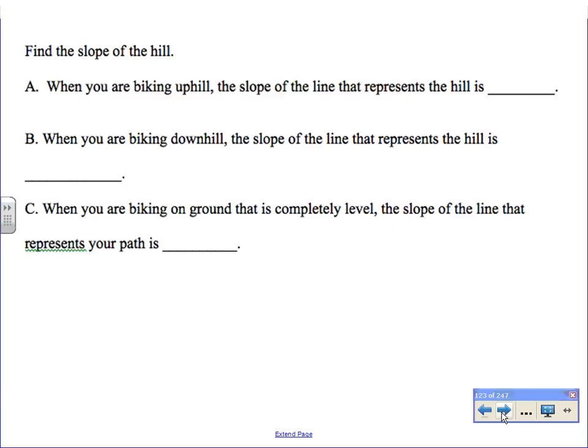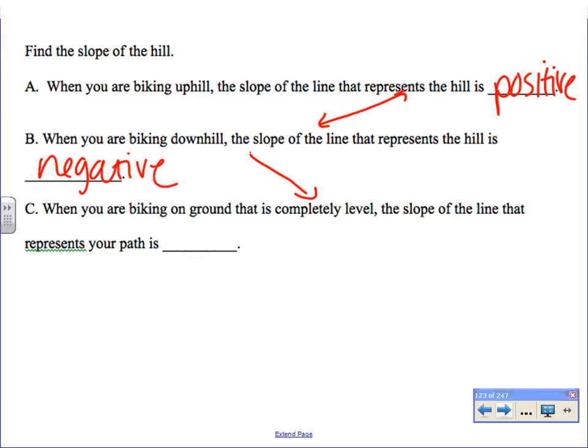All right. So we are finding the slope of the hill. When you're biking uphill, the slope of the line that represents the hill is what? Right, positive. So whenever you are going up the hill, it looks like this, right? And that line is positive. If you're biking downhill, the slope of the line that represents the hill is what? Right, negative. So when you're biking downhill, it looks like that. And your line is negative.